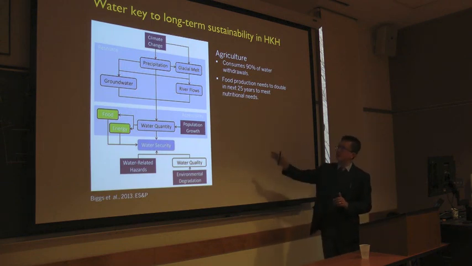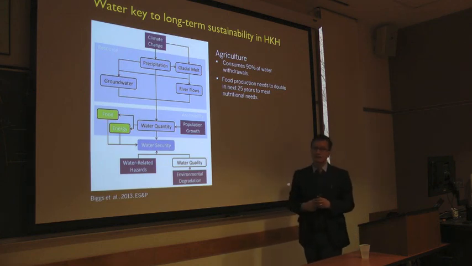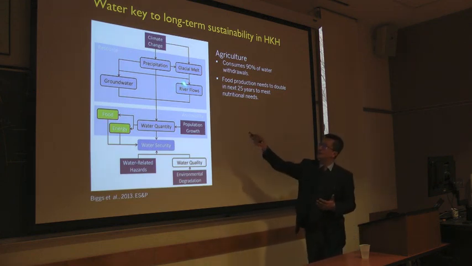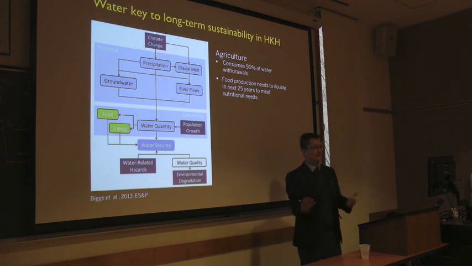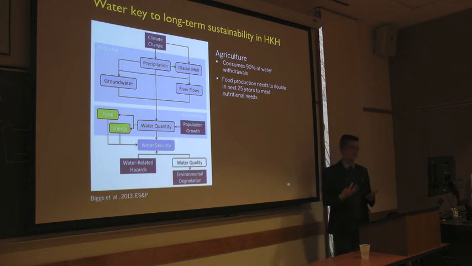Again, this is a flow diagram from Ellie Biggs. Same statistic, 90% of water withdrawals going to agriculture. Again, we have food production issues for this region. And again, water is the central theme here. So if precipitation is changing because of climate change, how do those effects cascade downstream all the way down to food security, food availability, water security, all of these things.